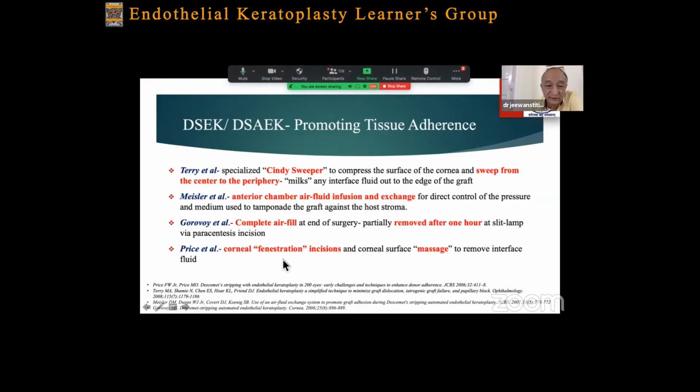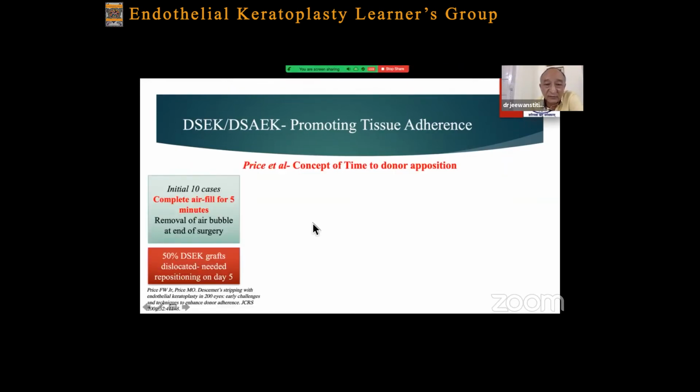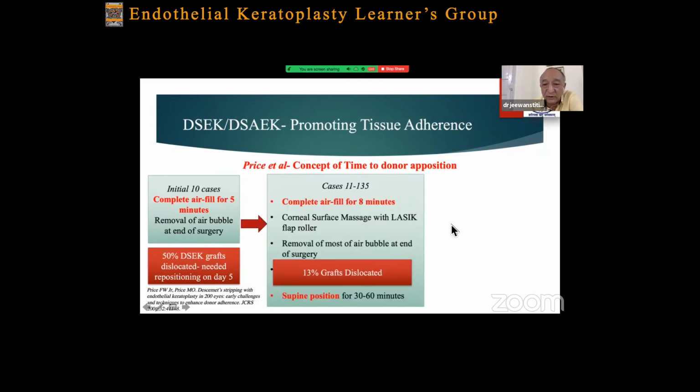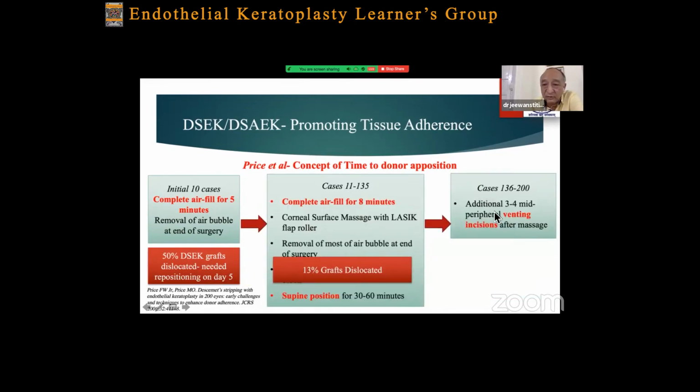Price et al. talked about fenestrations, stab incisions in the interstroma, which was quite popular in the beginning. And he described if you have a combination of venting incision and the air pressure and massage, the chances of post-op dislocation from 50% would decrease to 6%, which was a successful procedure as such.